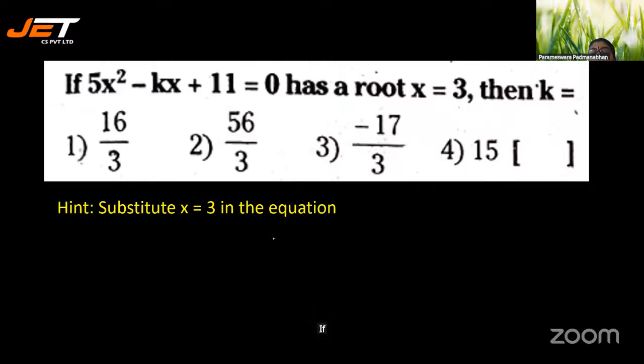If 5x square minus kx plus 11 is equal to 0 has a root x is equal to 3, then k is equal to dash. All right. So then what is the value of k? So what do we do in this? We just have to substitute in the place of x, we have to put 3, right? So 5 into 3 square minus 3k plus 11 is equal to 0. So 3 3s are 9, 5 9s are 45 minus 3k.